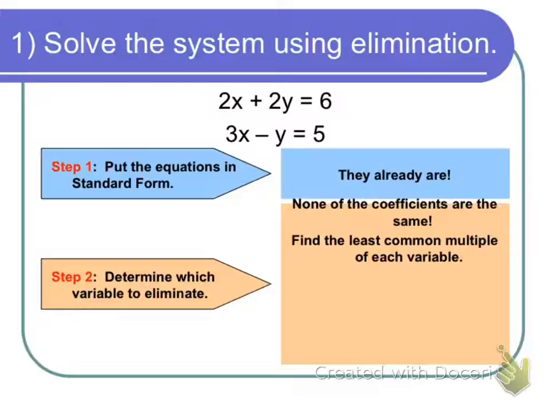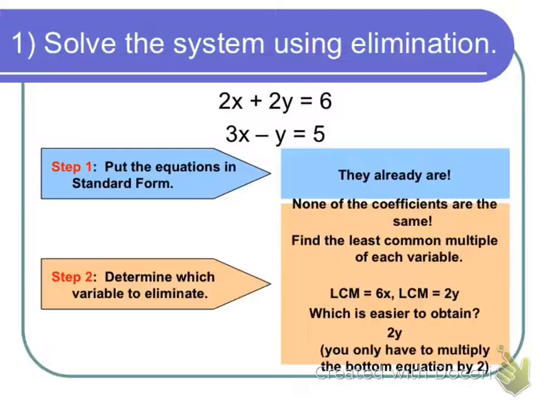And in that case, I only have to change one equation and look also how it's a positive 2y. So if I can somehow get the second equation to be a negative 2y, and I can by multiplying the whole equation or distributing a positive 2. So that's what we'll do. So we look at the least common multiple, and we can see that it's obviously easier to just change the second equation than to have to change both. Sometimes you will change both. We'll look at an example too. So 2y, you only have to multiply the bottom equation by 2.